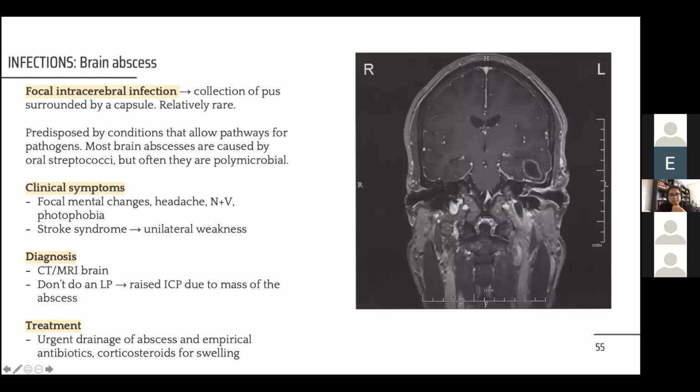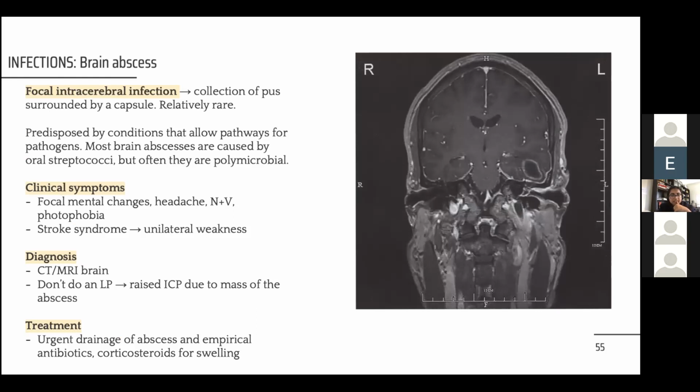And the last one is a brain abscess, so it's a focal infection. So you can see one over here. It's a collection of pus surrounded by a capsule. And you usually get this kind of infection through natural pathways in the brain that allow for infection to occur. So things like ear infections, so otitis media, or sinusitis, or things like that.